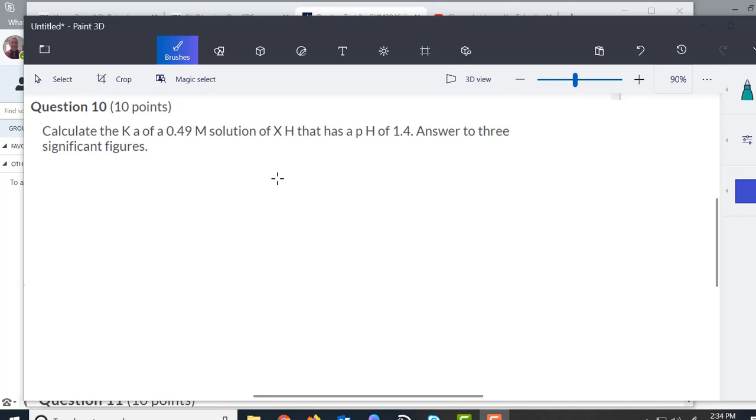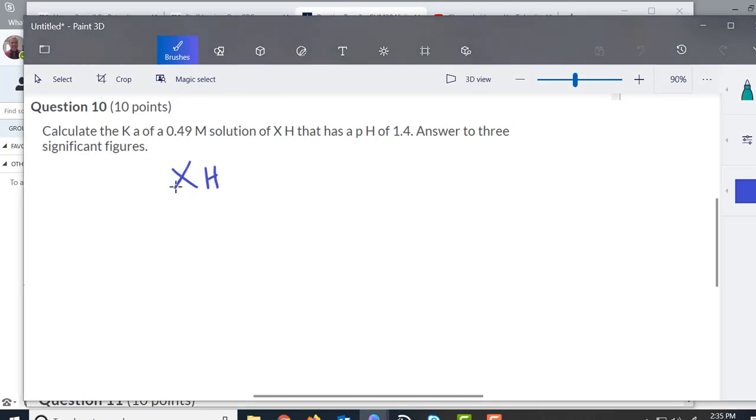With question 10, it's a calculation question, and I want to point out it does say answer to 3 significant figures, even though if you were really doing this you'd probably answer only to 2, but I'll show you that when we go through this. So we're looking at Ka here, and it's a solution of XH. So the first thing you should do is come up with an equation for XH that is reflective of Ka.